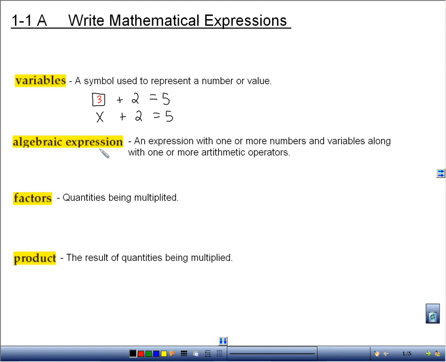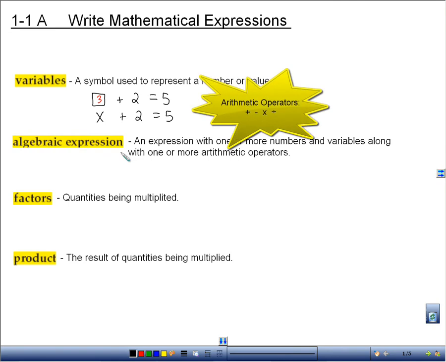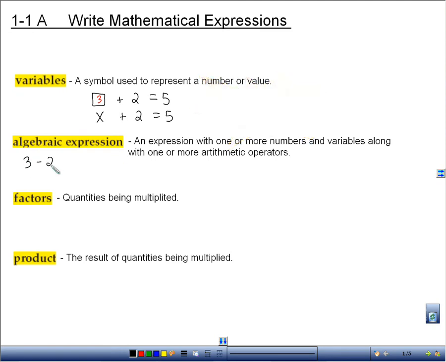The second definition, an algebraic expression, is an expression with one or more numbers and variables along with one or more arithmetic operators. So all I need is numbers, variables, and then arithmetic operators. So let's make a couple. 3 minus 2 is an expression. 4x is an expression. 2/5 is an expression. These all use numbers and letters and arithmetic operators.